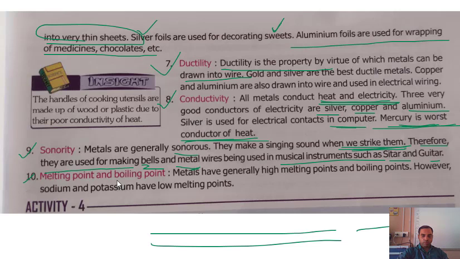Then melting point and boiling point. Metals generally have high melting points and boiling points. However, sodium and potassium have low melting points.